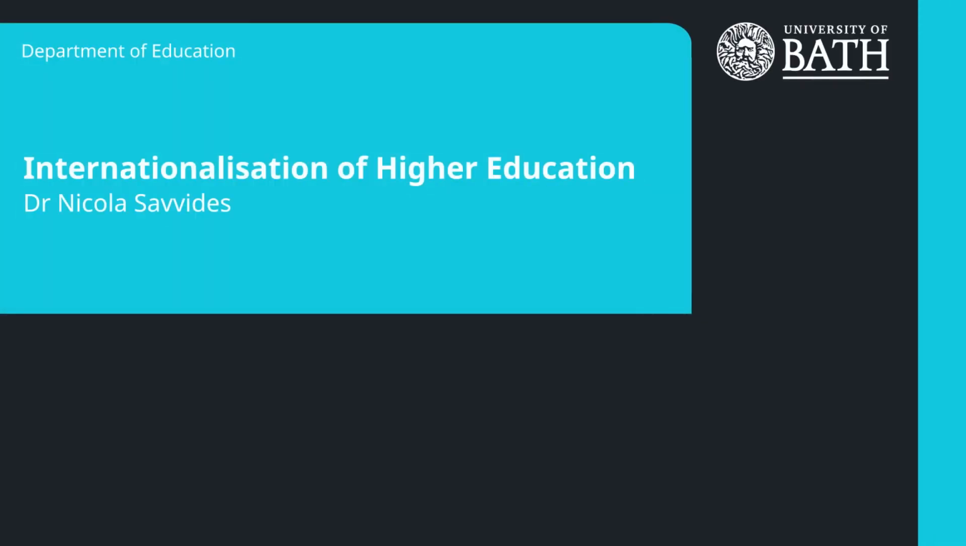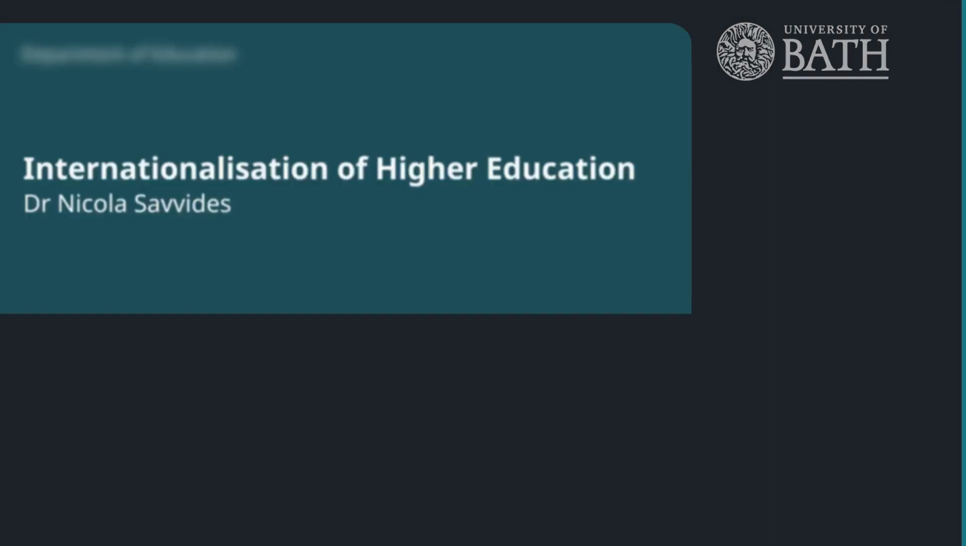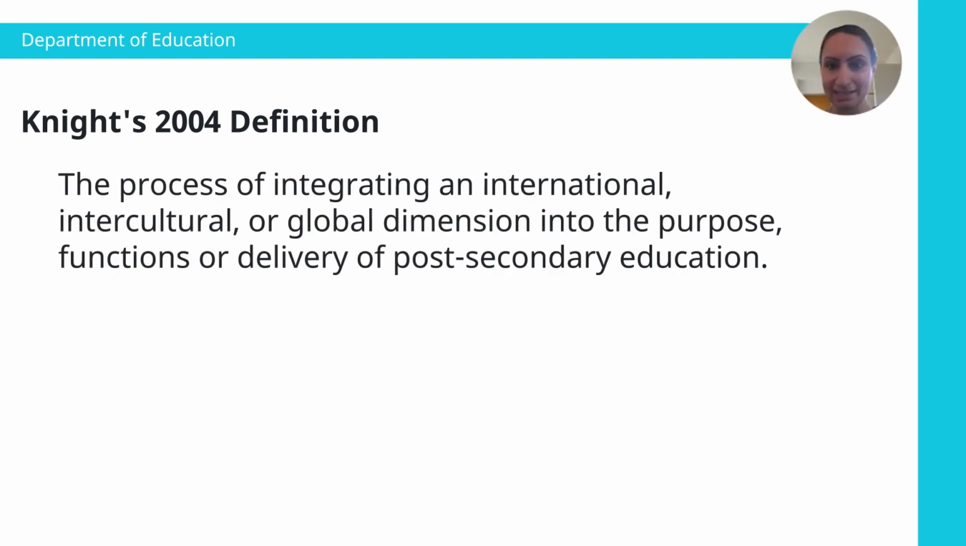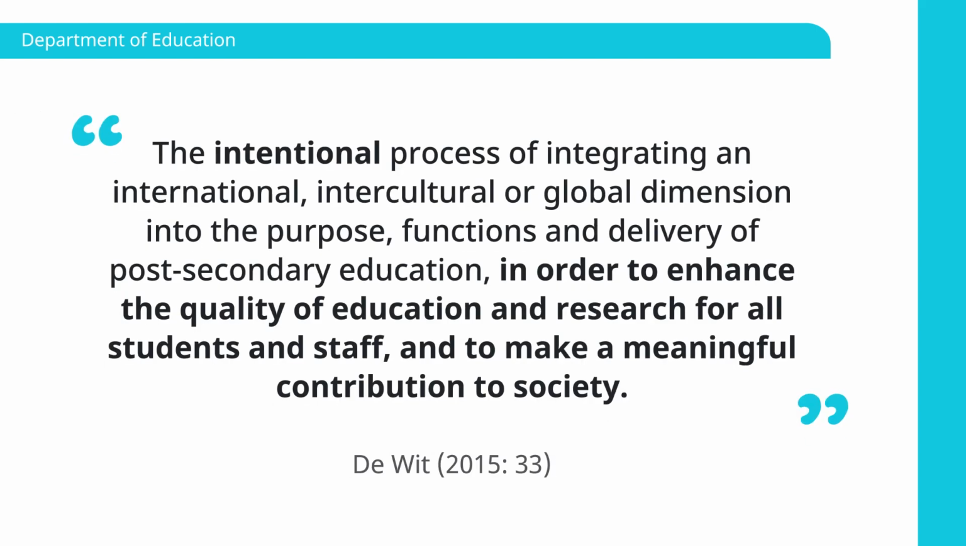Today's topic is about internationalisation of higher education. In thinking about what internationalisation is, one of the most popular definitions was put together by Jane Knight: the process of integrating an international, intercultural, or global dimension into the purpose, functions, or delivery of post-secondary education, meaning higher education. So Knight's concept has been used in so many articles, people writing about internationalisation and defining what internationalisation is.